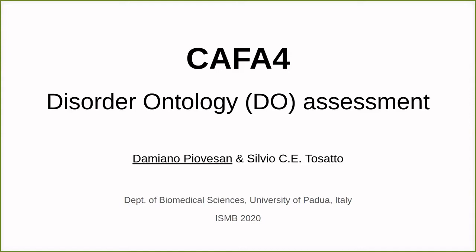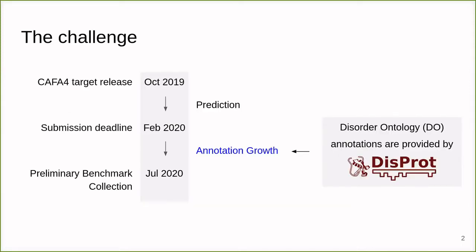I'm Damiano Piovesan from the Biomedical Sciences Department at University of Padua in Italy. I'm going to talk about the disorder ontology assessment, which is a new challenge of the CAFA4 initiative. The challenge is pretty much the same as the gene ontology prediction challenge. The only difference is the annotation growth phase.